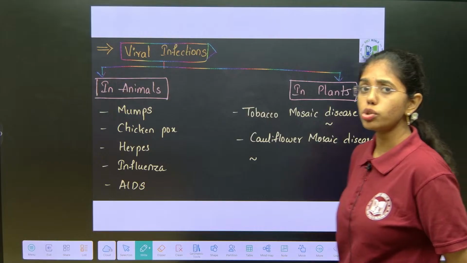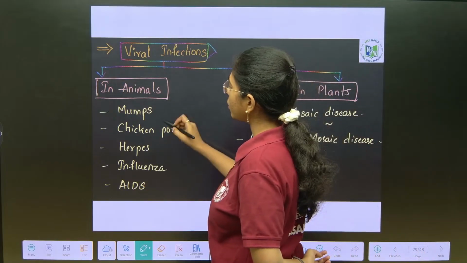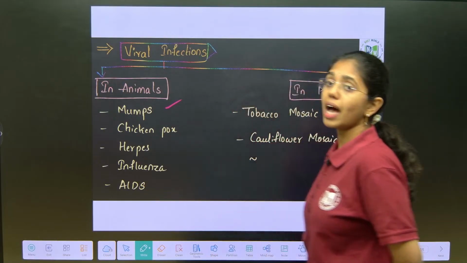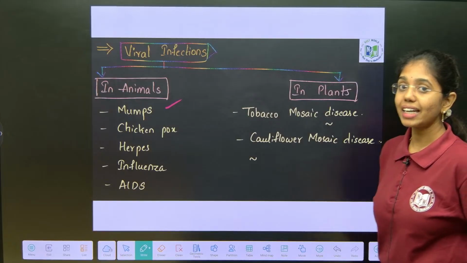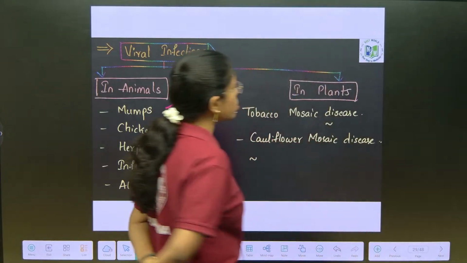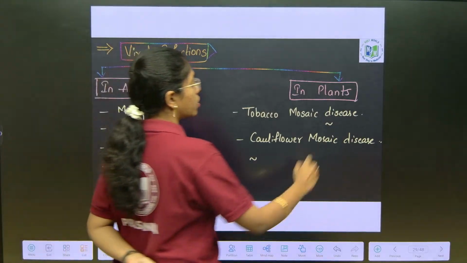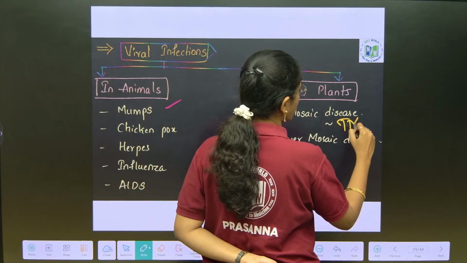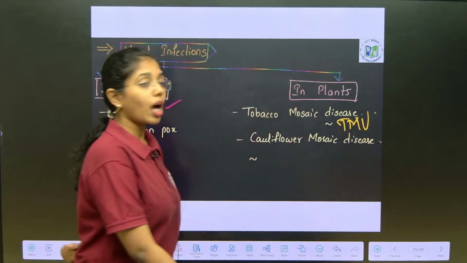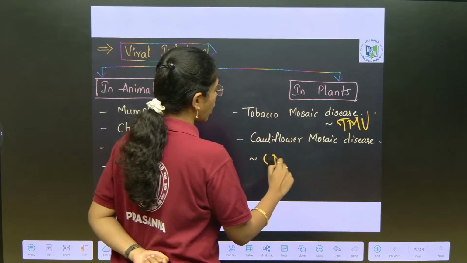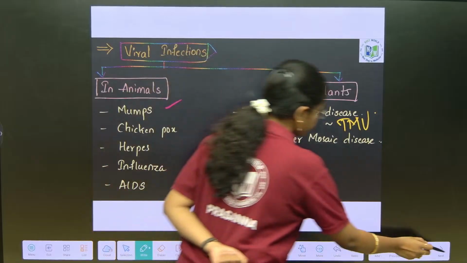In animals, usual viral infections that we come across include mumps, chickenpox, herpes, influenza and AIDS. And usual infections that we observe in plants include tobacco mosaic virus, which causes tobacco mosaic disease, and cauliflower mosaic virus, which causes cauliflower mosaic disease.